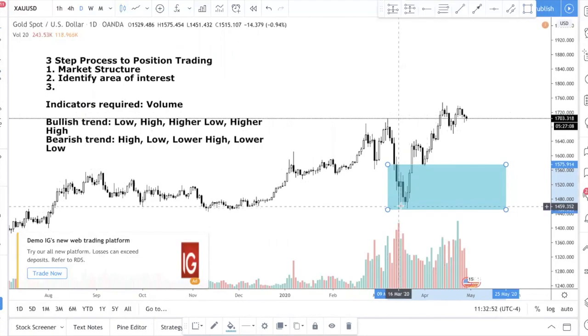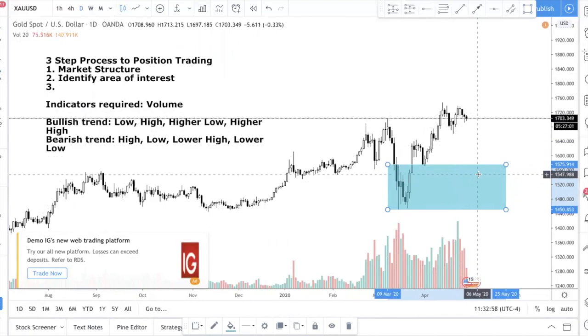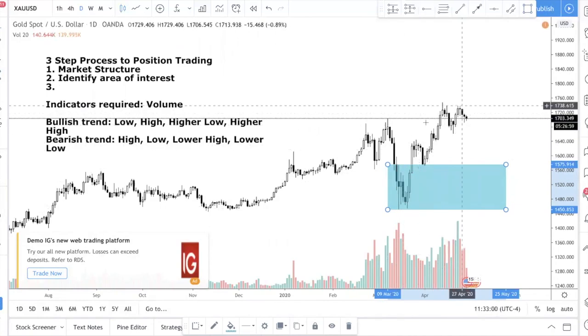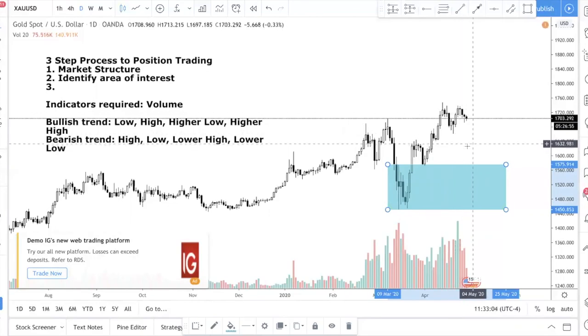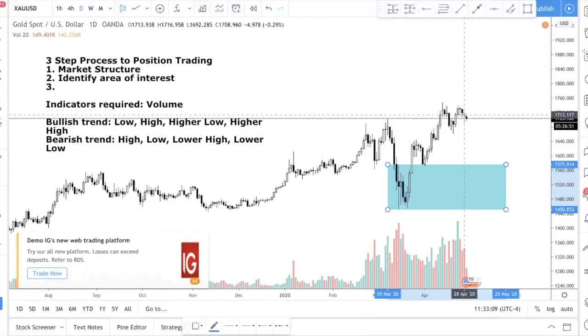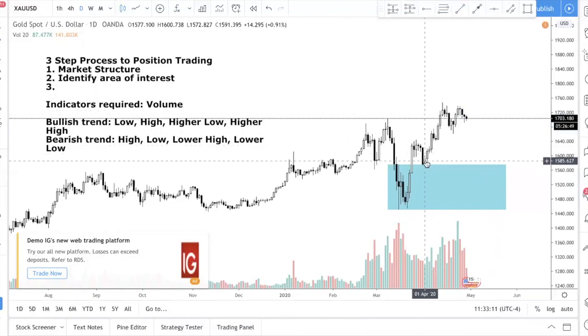But this is quite far from price, so I don't really want to look at this right now. Furthermore, if price would come down here, then probably this trend is no longer true, because price would have made a new swing low over here. So this is a bit far, so let's look for something closer.